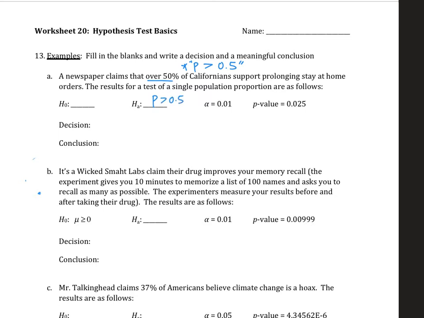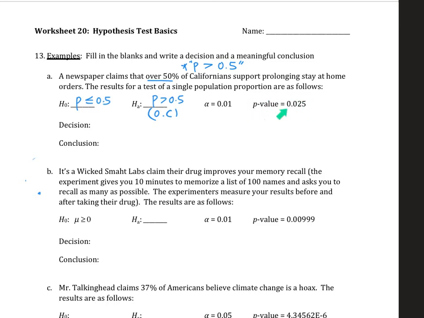Again, H naught is the opposite of that, so the opposite of bigger than is less than or equal to. So P less than or equal to 0.5. So this is going to be our original claim here. Normally we'll calculate the p-value ourselves, but here the p-value is given, 0.025.